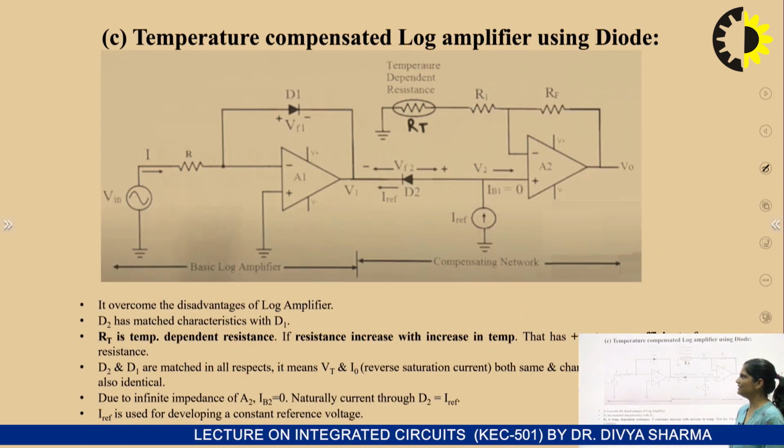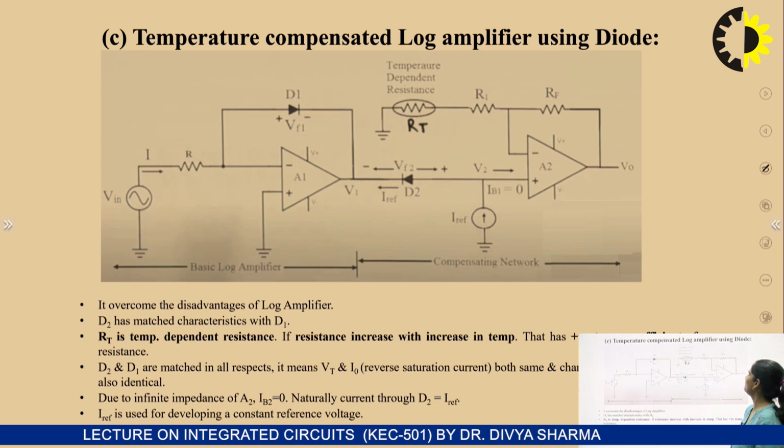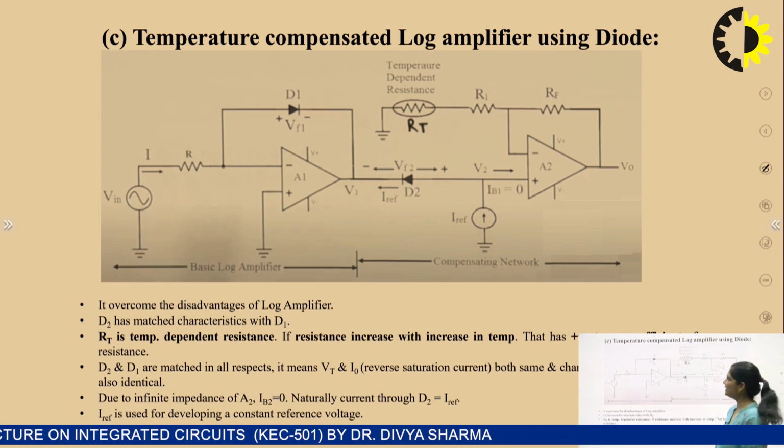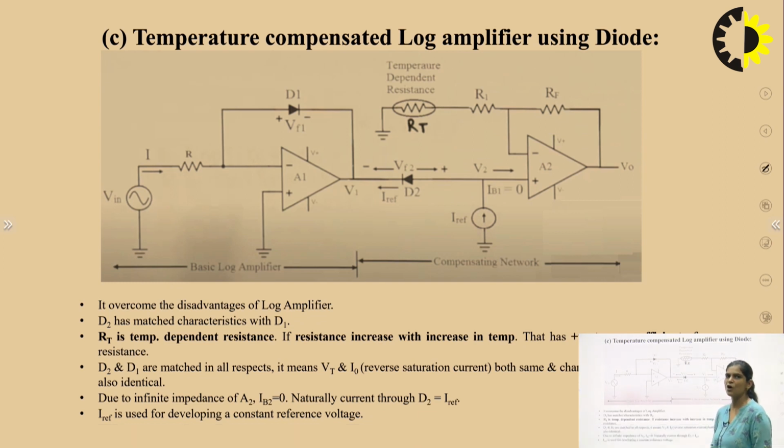Now the third one is the temperature compensated log amplifier using diode. So why are we using this temperature compensated log amplifier using diode? In this we will try to overcome the other limitation also, which is dependent on the temperature, means the output voltage is dependent on the temperature. So here we will try to overcome that limitation of the logarithmic amplifier using diode and using transistor. Now this is the circuit diagram of the temperature compensated log amplifier using diode.